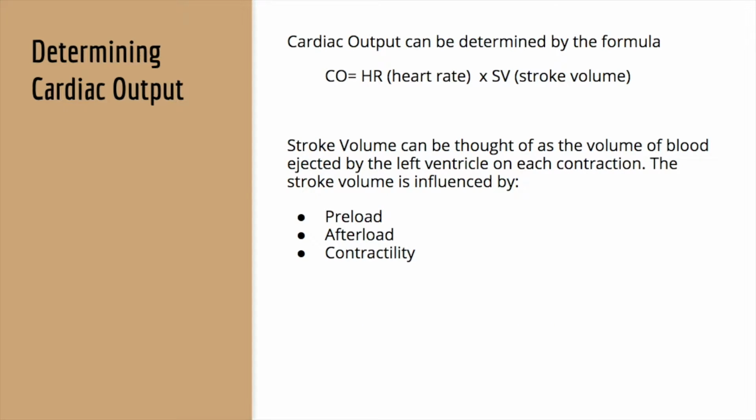Cardiac output can be determined by the formula of heart rate times stroke volume. The stroke volume can be thought of as the volume of blood ejected by the left ventricle on each contraction. And the stroke volume is influenced by a few things: first of all, preload, afterload, and contractility.